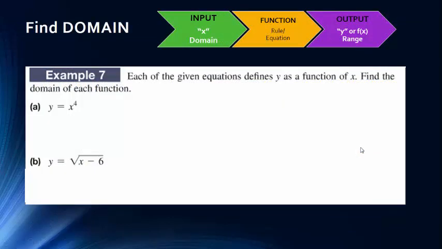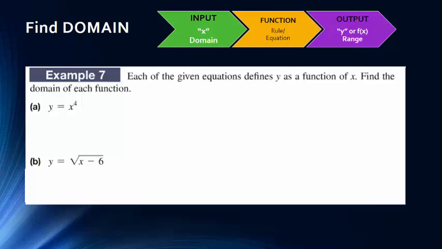Here we have example 7. Each of the given equations defines y as a function of x. Find the domain of each function. Y equals x to the 4th. What possible numbers of x can I put in here that will always give me one answer, the same answer on the output?